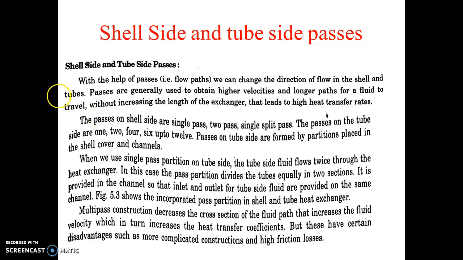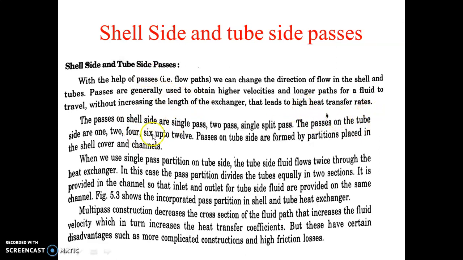And by adding passes, what do we obtain? We obtain a higher velocity, because when the velocity is higher, the heat transfer rate is higher. We also get a longer path for the fluid to travel without increasing the length of the exchanger, which leads to a high heat transfer rate. So without increasing the length of the heat exchanger, we can add a pass or passes in shell side and tube side, which increases the heat transfer rate.